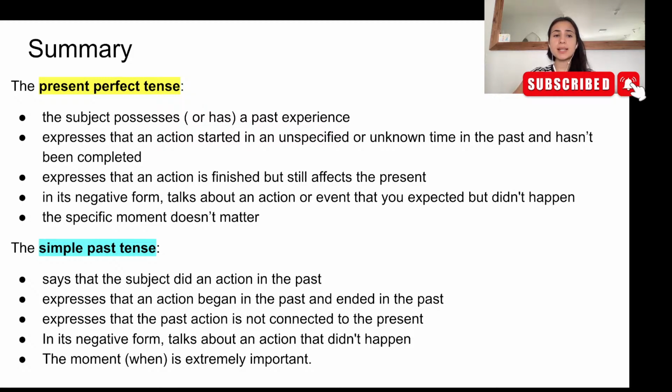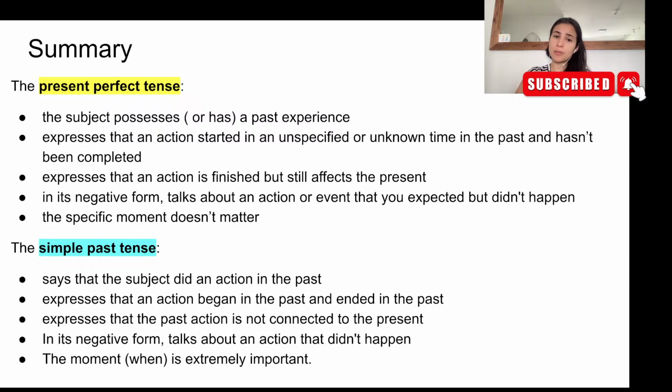So the present perfect tense talks about a past experience, okay? It's an experience that you own or you possess from the past. It also expresses an action that started in an unspecified or unknown time in the past and hasn't been completed yet. But it can also, this is where it gets confusing, express an action that is finished, but it still affects the present. If it's still referring to the present, you can still use the present perfect tense.